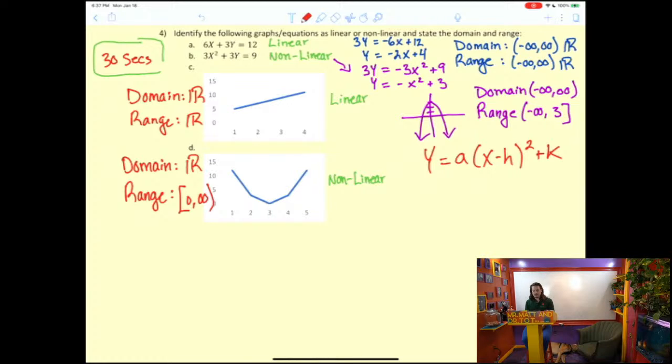For 4d, however, this is a nonlinear function. You can see that because it's not straight lines. It's kind of a conglomeration of different line segments. However, the domain is all real numbers because we can infinitely go left and infinitely go right. However, there is a restriction on the y coordinates. We have a minimum of y is equal to 0. And so we can go infinitely positive, but we can't go below y is equal to 0. So the range for this function is bracket 0, comma, positive infinity, closing parentheses.